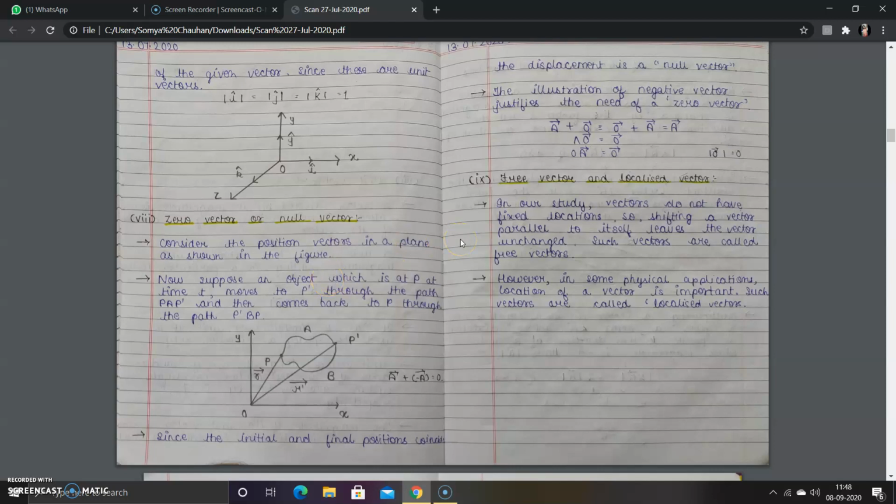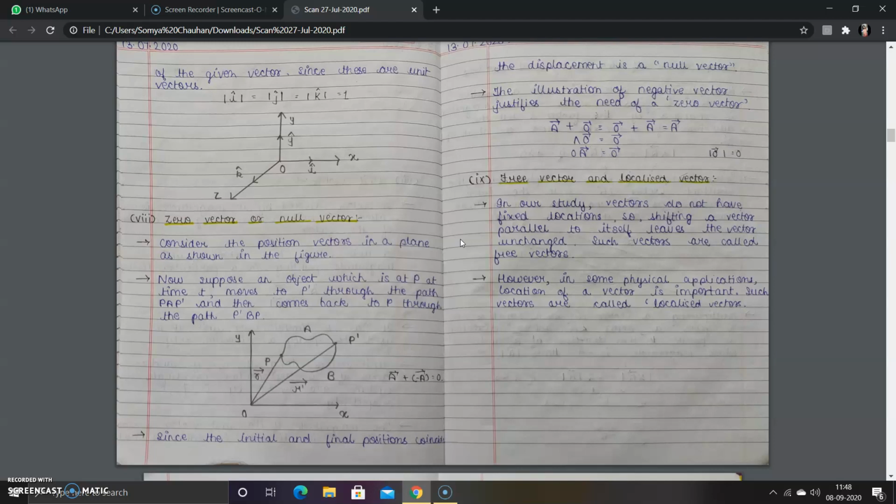Good morning students, we are discussing chapter number 4, motion in a plane, in which in the last video we have discussed scalar and vector quantities. We have discussed some definitions about vectors. So today first of all we have to discuss one more definition, that is free vector and localized vector.